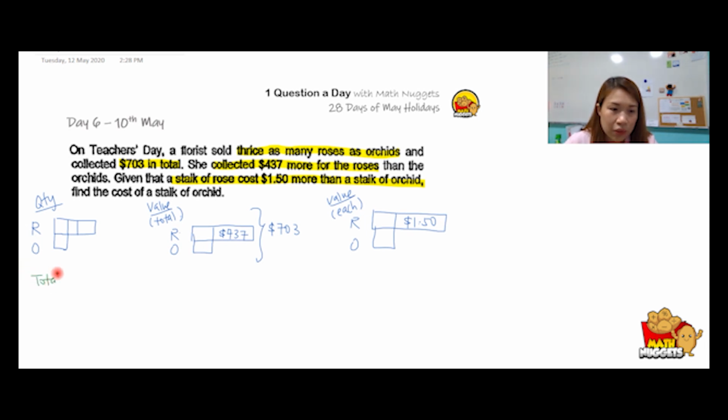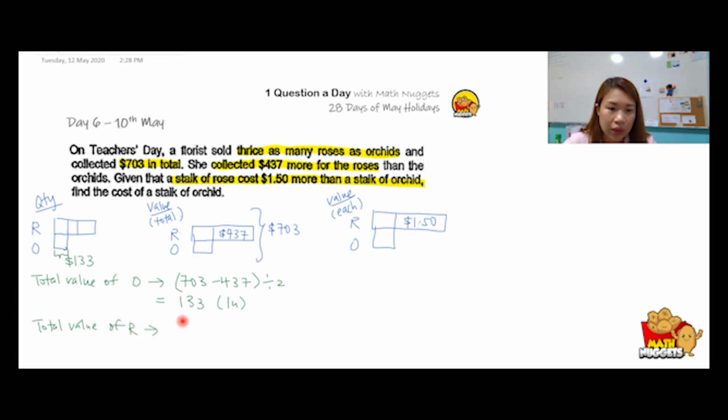So let me find out what's the total value of all the orchids. Okay, so that's 703 minus that, and I divide it by 2. That's $133. And that's actually 1 unit of the orchid. The value is 133.